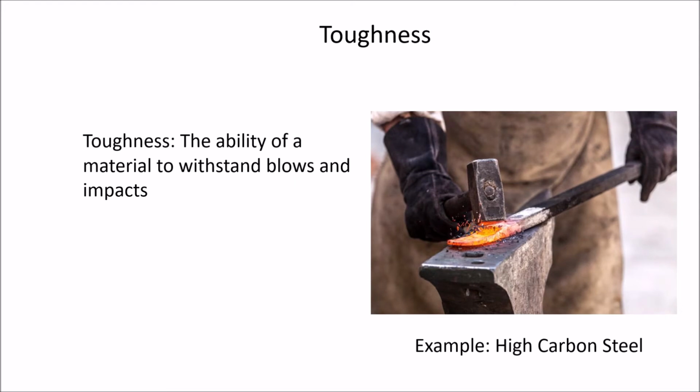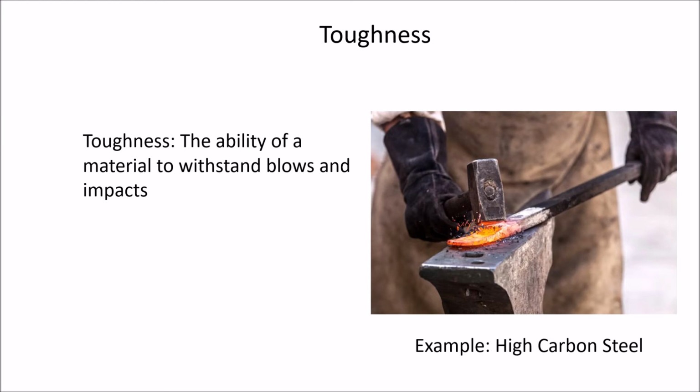Toughness. Toughness is the ability of a material to withstand blows and impacts. So if you look from the picture there on the right hand side, we can see that a blacksmith is basically working a piece of wrought iron, and he's hammering it with a hammer. So he heats it up so it's nice and soft, nice and malleable, and he's using a hammer to hammer it into a shape. So you can see that he's flattening it down there and making it into a thinner shape.